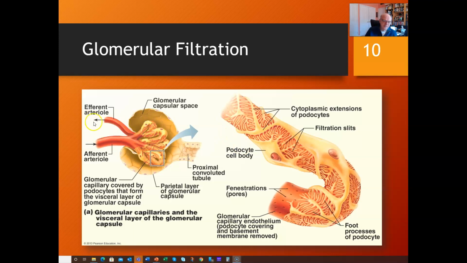So here's one you've seen before, the afferent arteriole coming in, the efferent leaving, that's smaller. And this is the glomerular capsular space, and this is the visceral layer of the glomerular capsule here. And close up, it looks like this. And we have filtration slits, and we have fenestrations under the filtration slits. And the fenestrations are the holes that let stuff out, and these podocytes and slits can be controlled to adjust the amount of filtrate that can be let through.